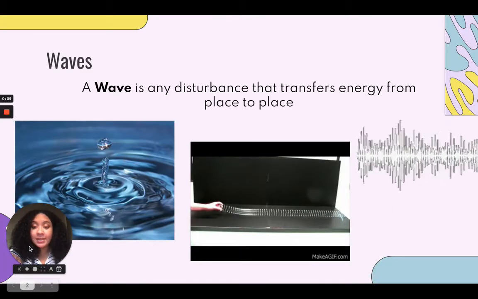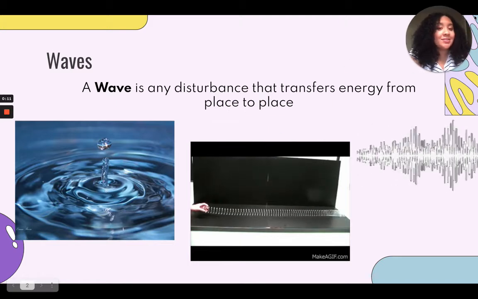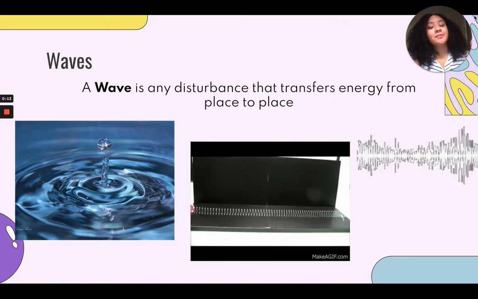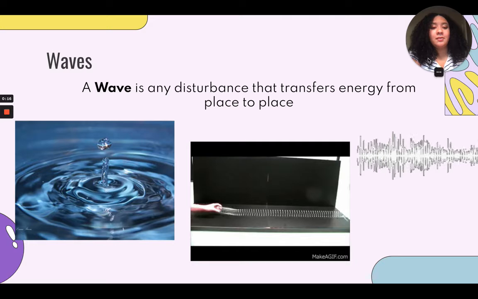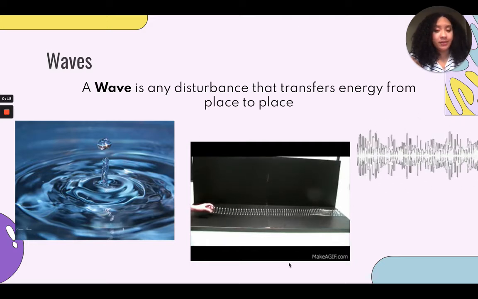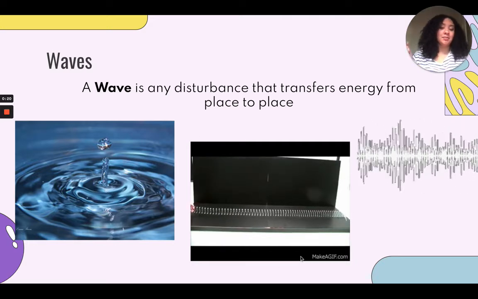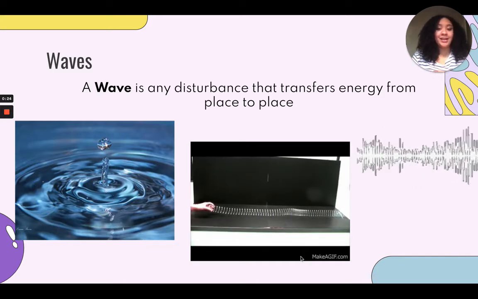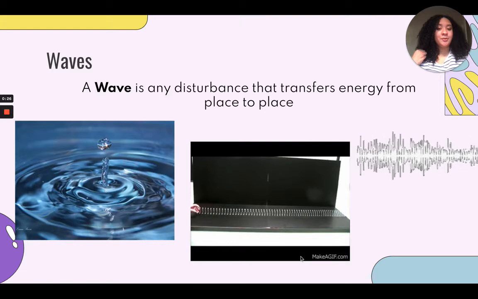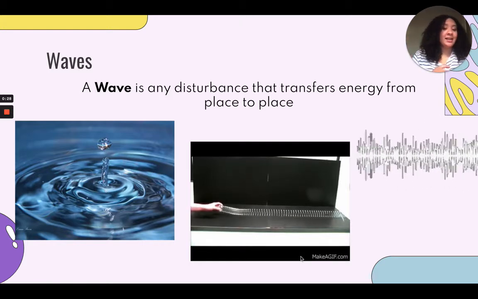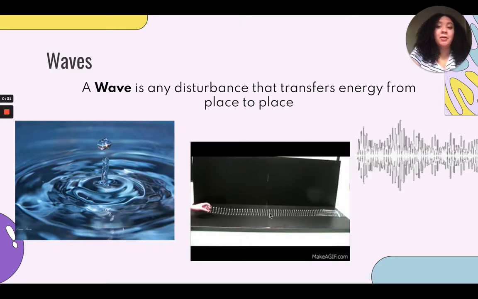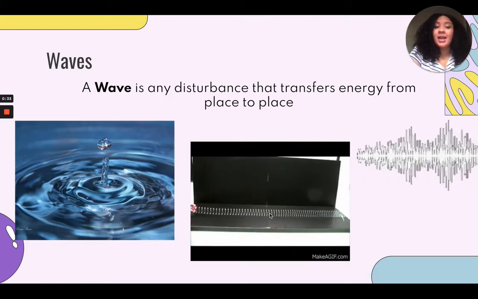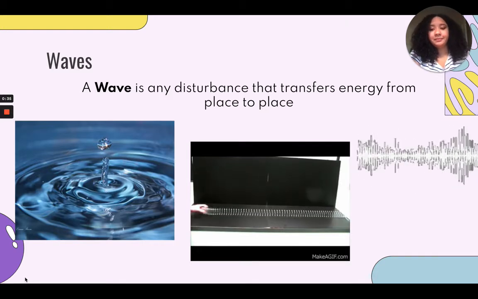So first, what is a wave? A wave is any disturbance that transfers energy from place to place. Looking at this picture or GIF, that person is pushing the slinky back and forth. That push is creating energy, and that energy is moving from the top of the slinky all the way to the end of the slinky. So that's a wave. It's distributing energy from place to place.